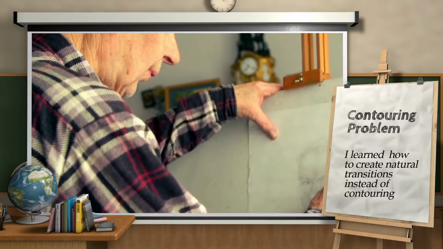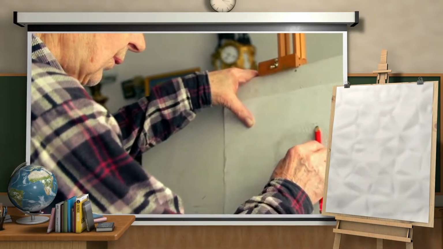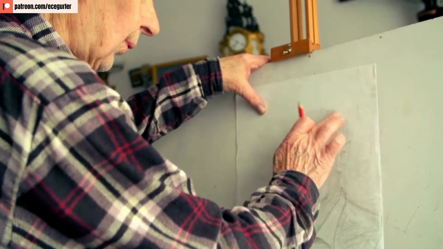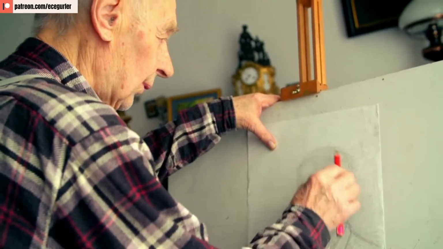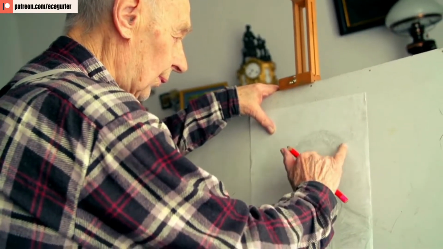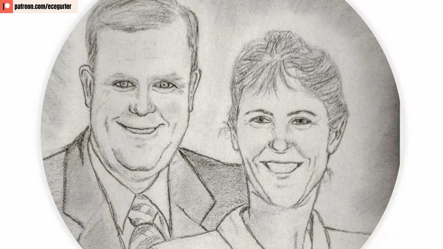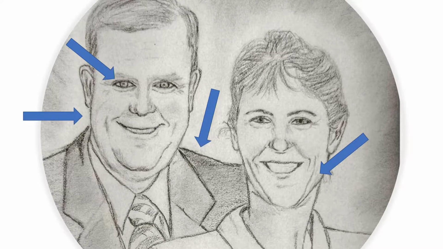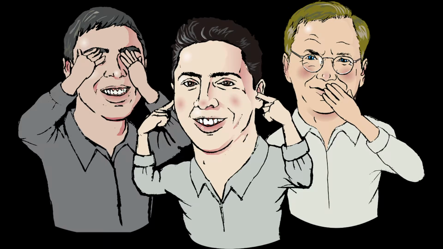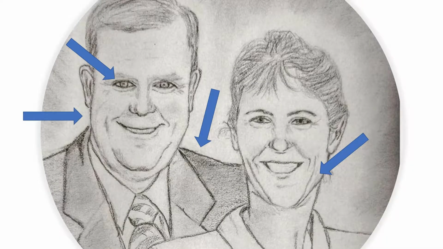Contouring problem. I learned how not to contour. Like, what does that mean? It means if you draw very distinct lines instead of creating tonal differences, then your drawing will look like caricature, not a realistic drawing. For example, here in my 2009 drawing, you can see all these distinct lines around the eye, around the face, and the clothing parts. They look like caricatures, just like here, right? No 3D or no realism whatsoever.